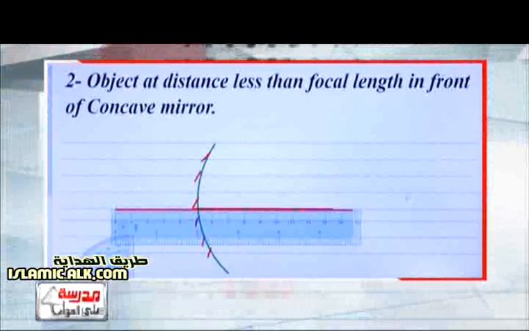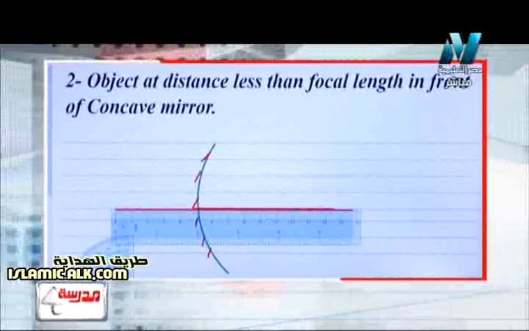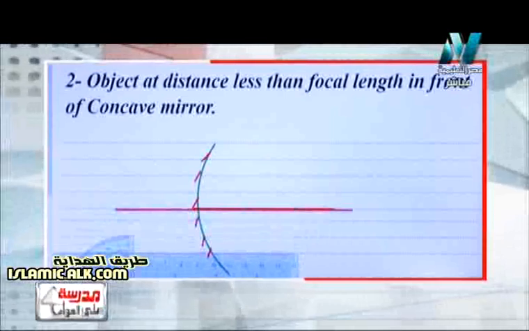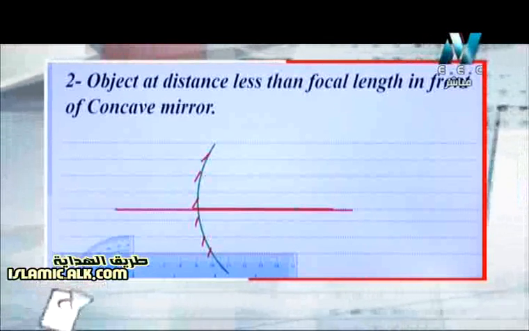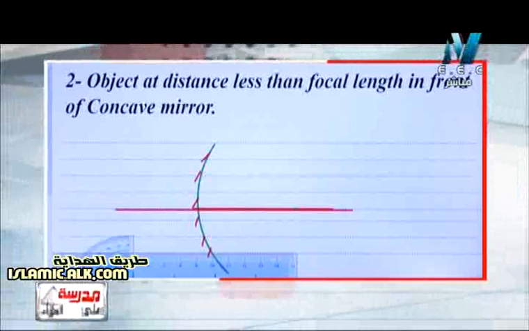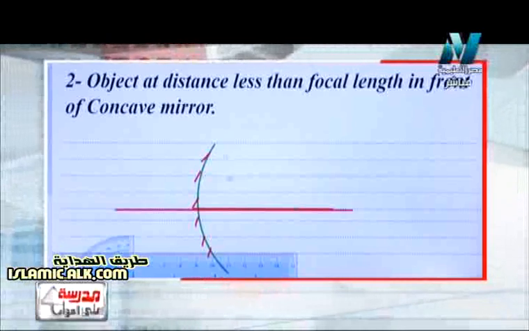Okay. The object here is at a distance less than focal length, less than focal length in front of the concave mirror.